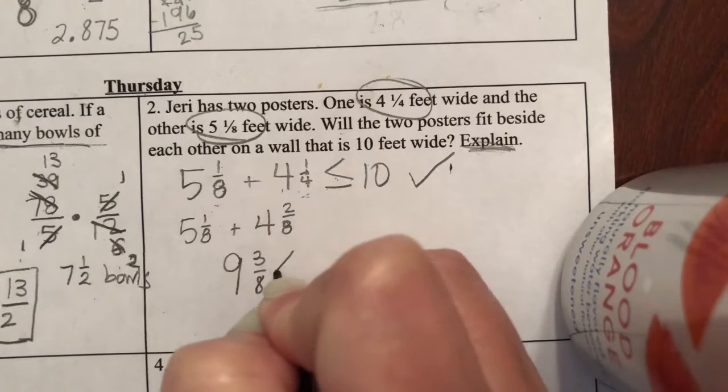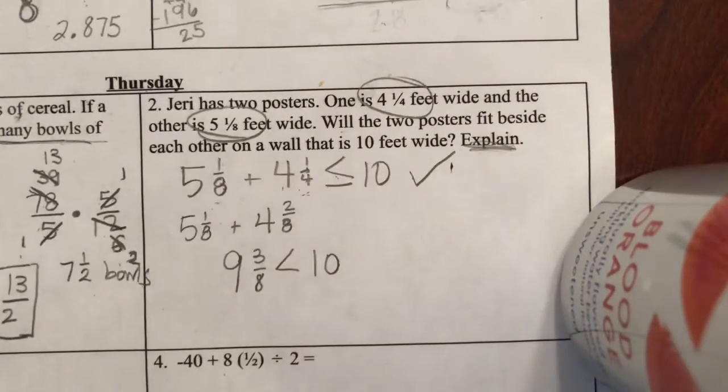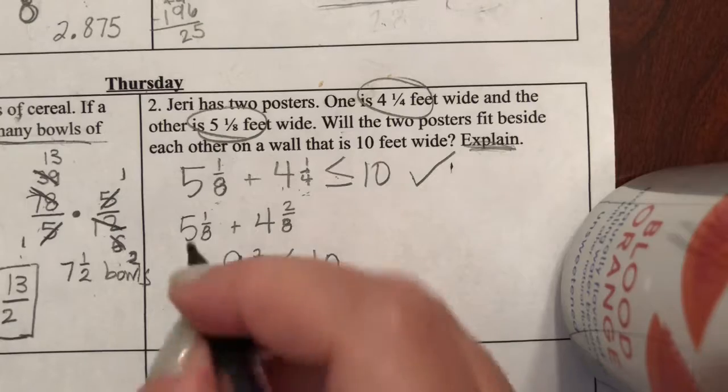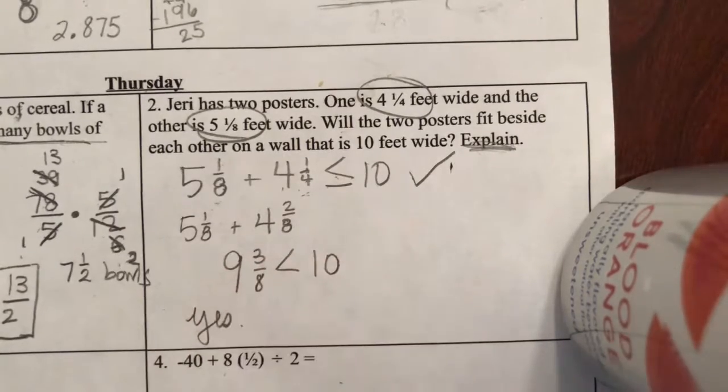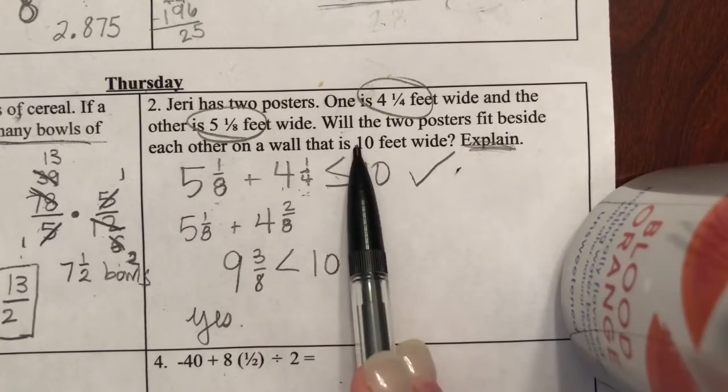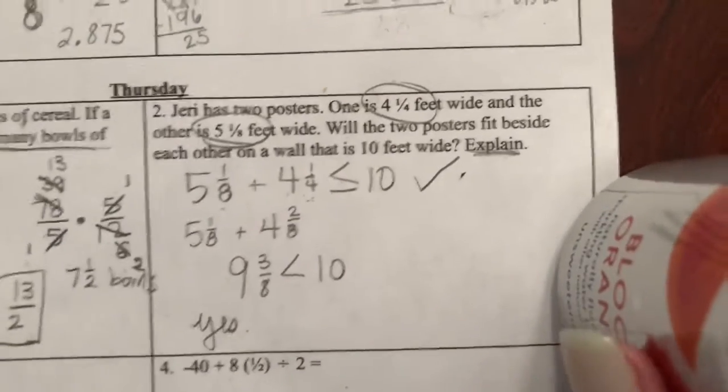Is 9 3/8 less than 10 or equal to? Because equal to would also allow both posters to fit there. And the answer is yes. Because both are less than 10 feet, they'll both fit on the wall.